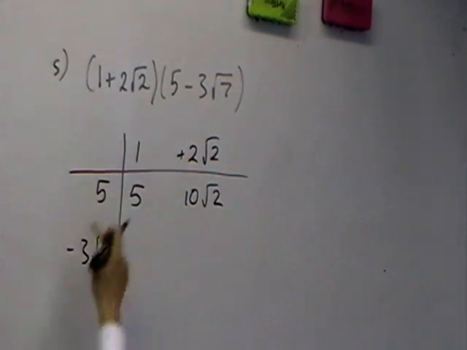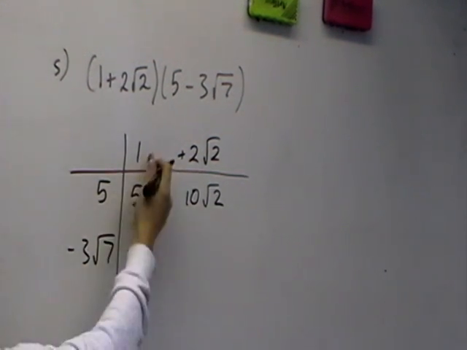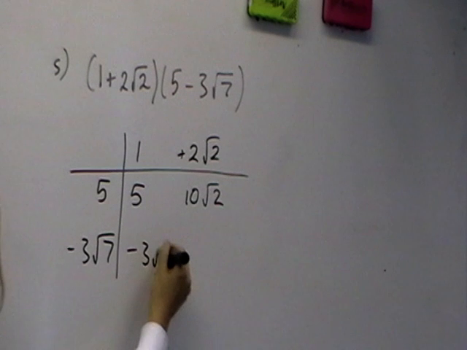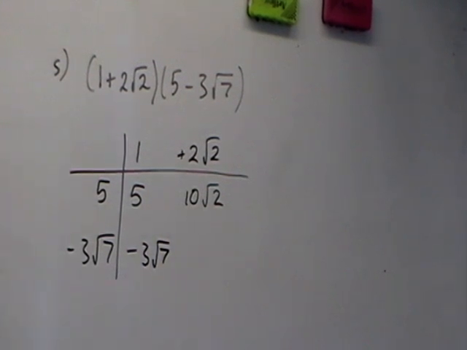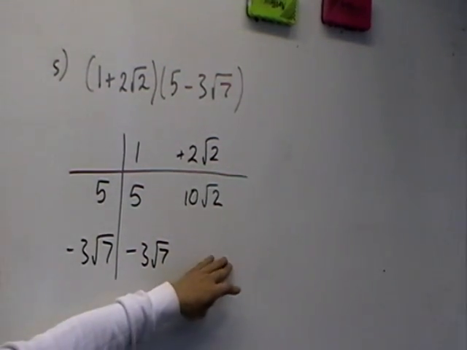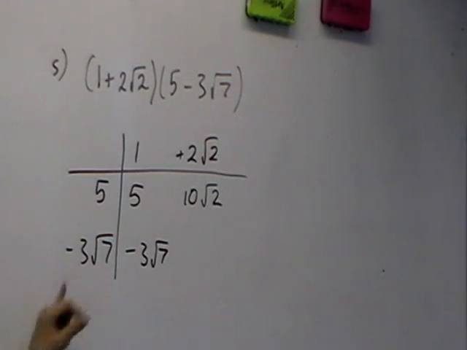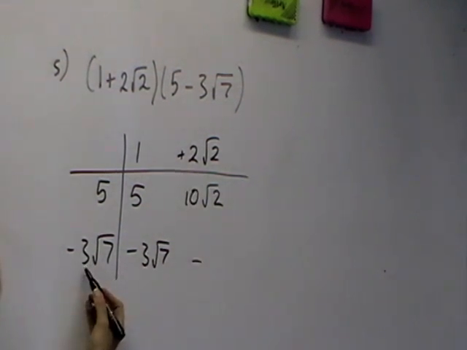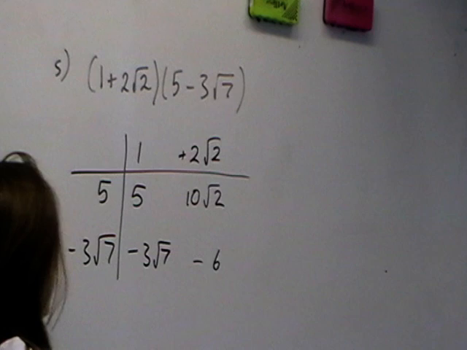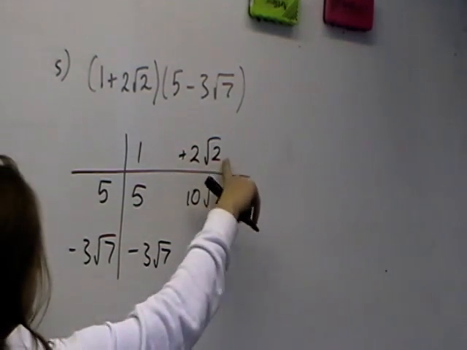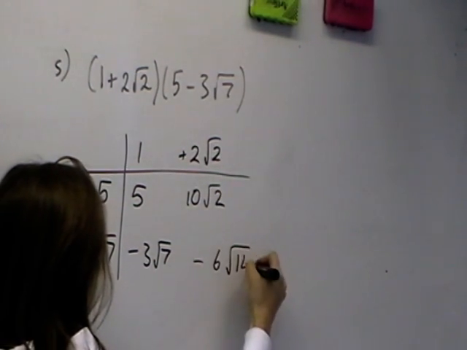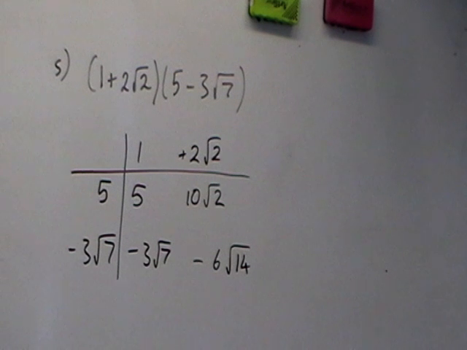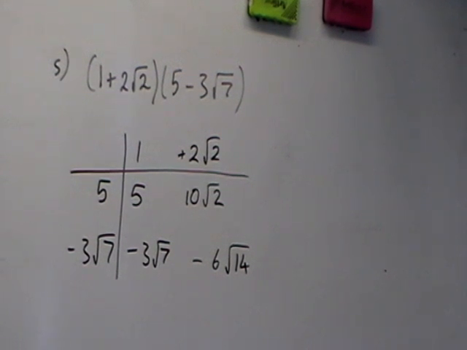Here we've got a positive times a negative, which is negative. 1 lot of 3 root 7. And then be careful with this term. We've got a positive times a negative, which is negative. And like we did on the previous video, 2 multiplies by 3 to give 6. And then the root 7 multiplies by the root 2 to give root 14. So take that term slowly, be careful with that one.